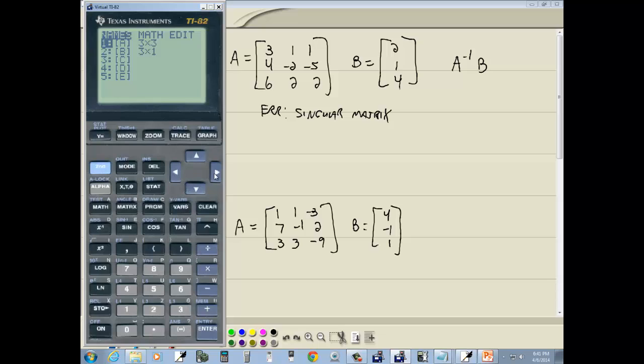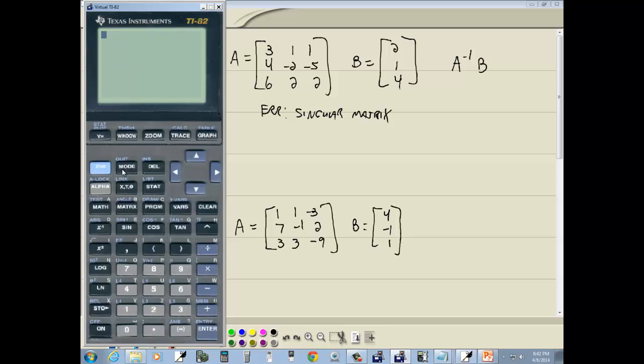Then go back in my matrix. Right arrow twice over to edit. Down arrow to B. Press enter on it. It's rows by columns, so it's a 3 by 1. So 3 enter, 1 enter. I'll do 4 enter, negative 1 enter, and 1 enter.